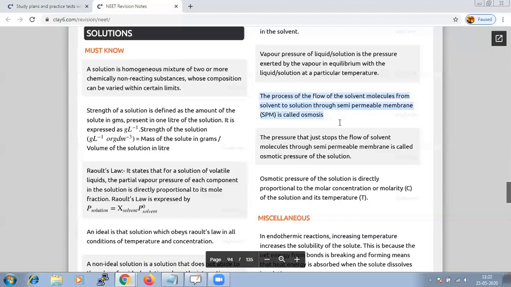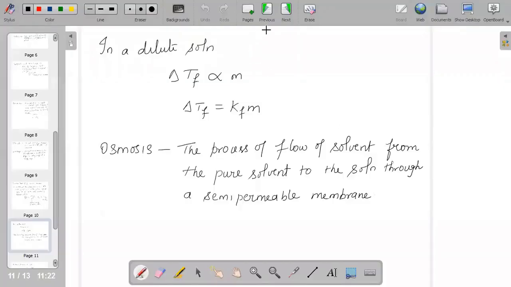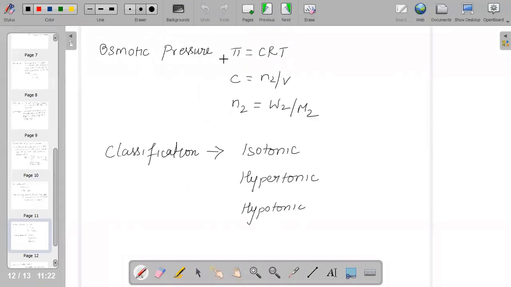The pressure that just stops the flow of solvent molecules through the semi-permeable membrane is called the osmotic pressure of the solution. Osmotic pressure is directly proportional to the molarity of the solution and its temperature. That is why we write the formula: osmotic pressure pi is equal to CRT. C can take the value N2 by V, and N2 can be equal to W2 by M2.